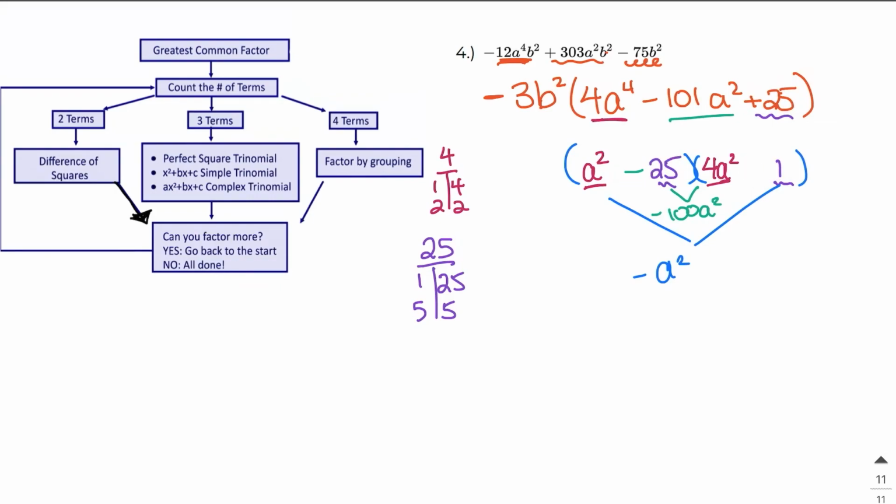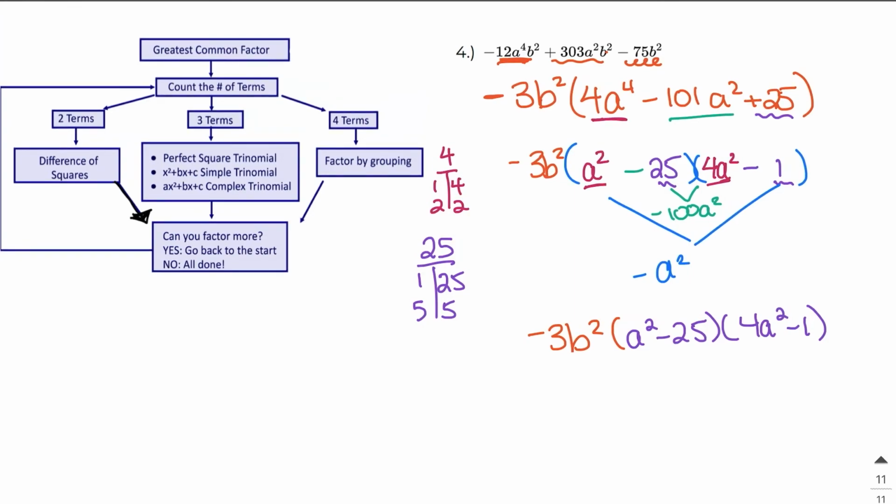So then I can just copy down, don't forget this negative 3b squared is just going along for the ride. So I'm just going to rewrite this over here. So I get negative 3b squared times, here I've got a squared minus 25. And then here I've got 4a squared minus 1. Okay, then I'm going to ask myself, can I factor more? And the answer is most likely a yes. So let's look and see what we've got going on now.